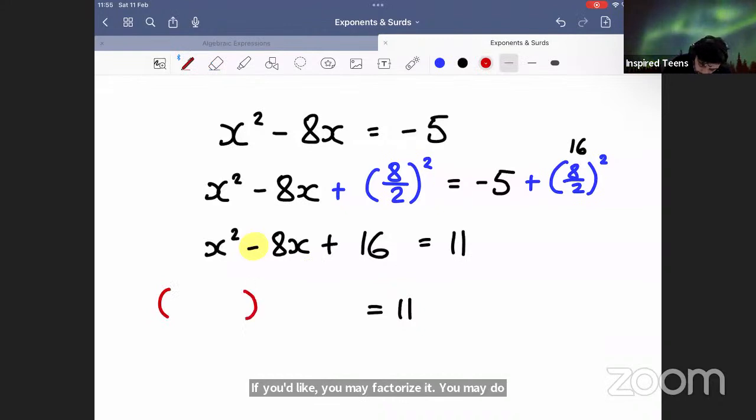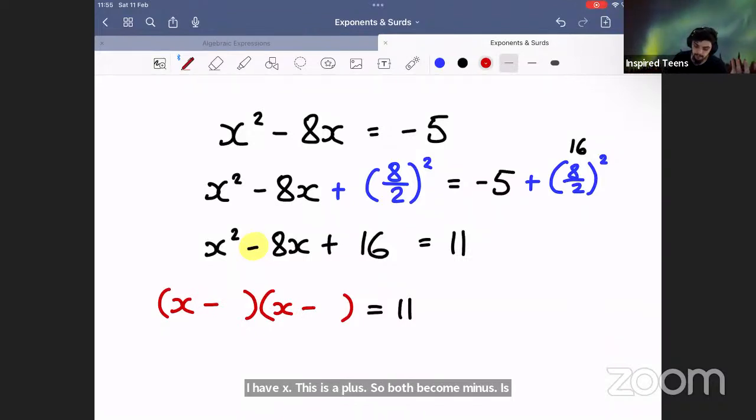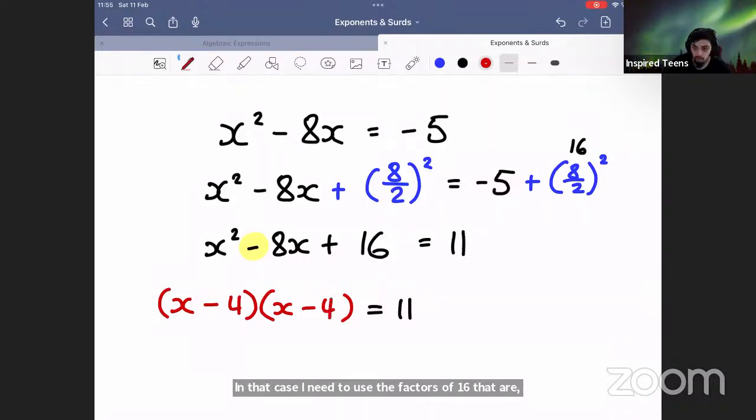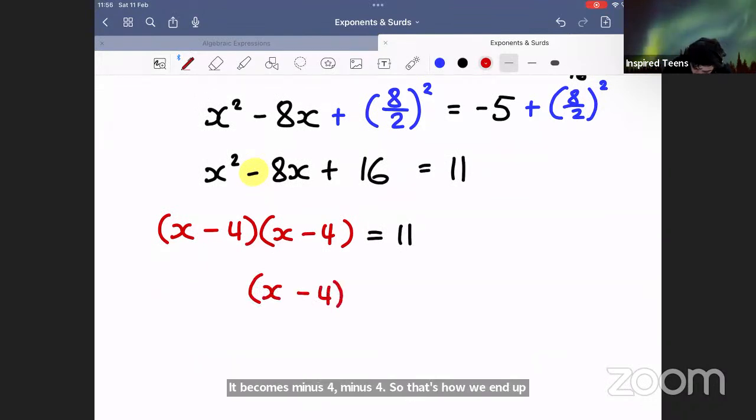Let's do that. I have two brackets. I have x, I have x. This is a plus, so both become minus. Is that clear? I'm going to use trinomial factorization. Both become minus. In that case, I need to use the factors of 16 that are going to give me 8. It becomes minus 4, minus 4. So that's how we end up with (x - 4)² is equal to 11.